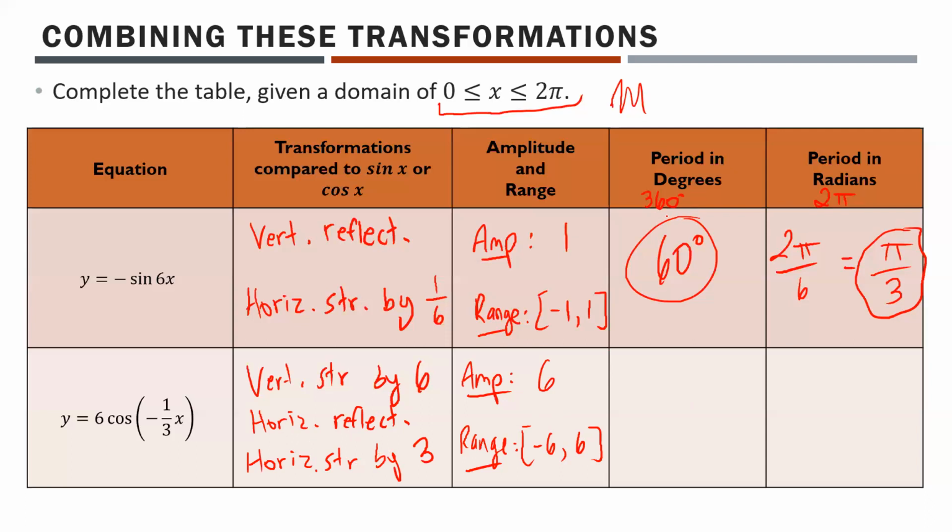So either way, we got to go 360 times 3. 360 times 3, I'm pretty sure, is 1080 degrees. So that is your new period in this case. And your period in radians, again, you're just comparing it to 2 pi. So 2 pi times 3, that's a lot easier. That's just 6 pi. Okay? So therefore, we could also say 1080 degrees is 6 pi if you were to convert those.